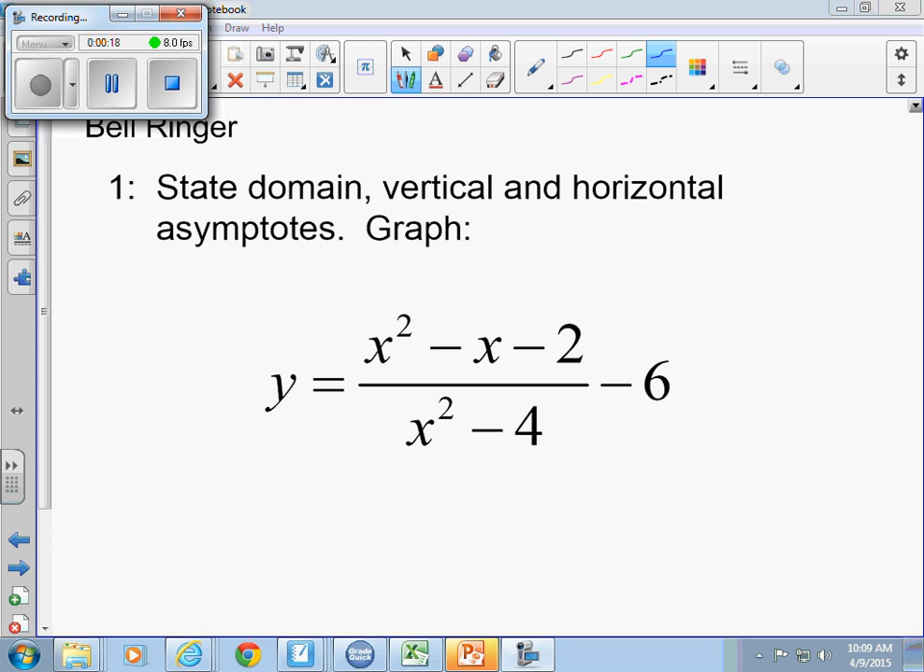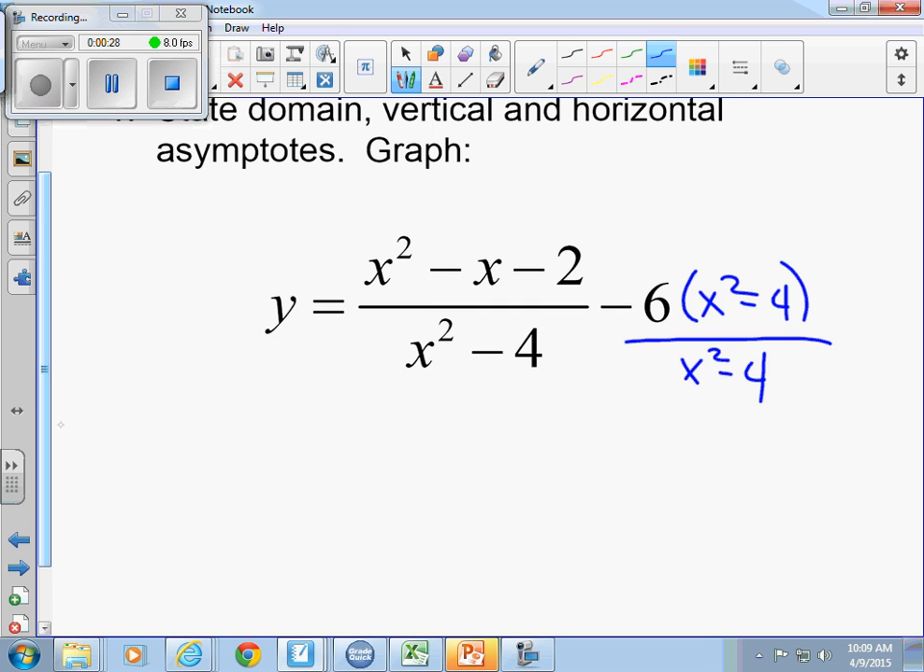Is the 16? x squared minus 4. So notice before I do any factoring or anything, the first thing I'm going to do is get a common denominator. x squared minus x minus 2 minus 6x squared plus 24.